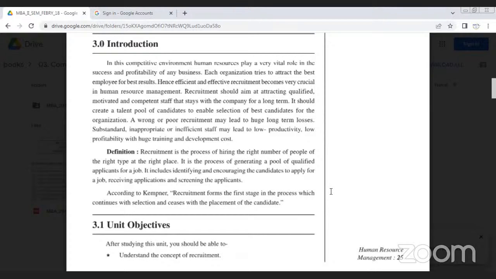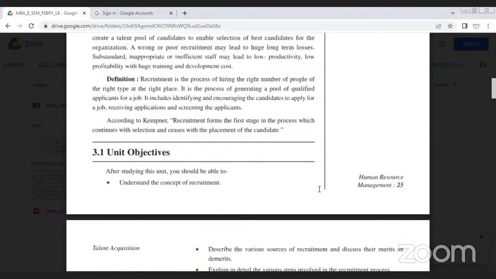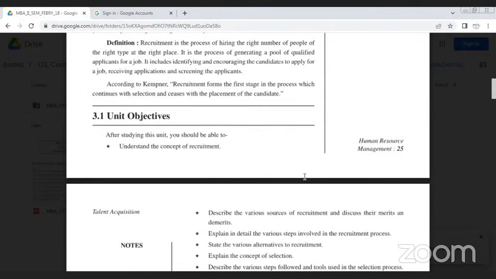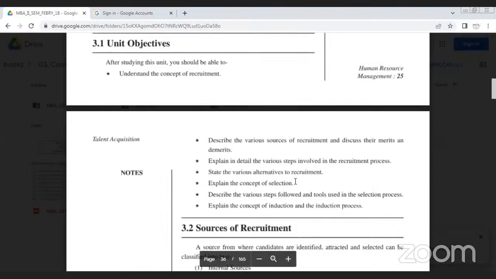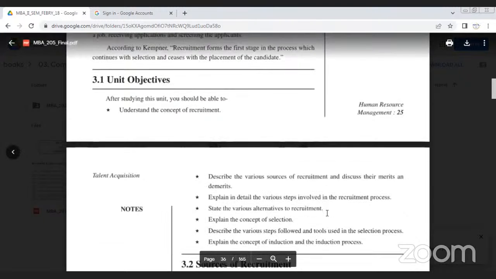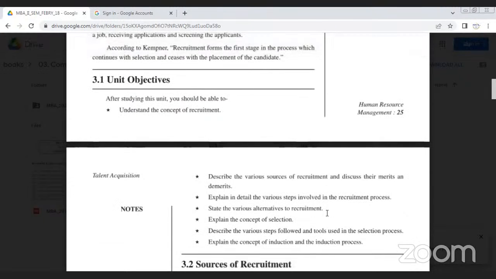Recruitment forms the first stage in the process which continues with selection and ends with the placement of the candidates. In this unit, the main objectives are: first, understand the concept of recruitment. Second, describe the various sources of recruitment and discuss their merits and demerits. Third, explain in detail the various steps involved in the recruitment process. Fourth, state the various alternatives to recruitment. Fifth, explain the concept of selection.